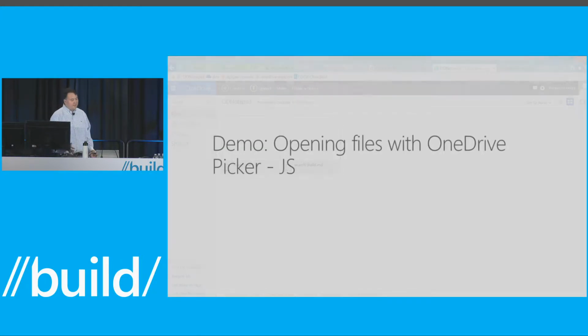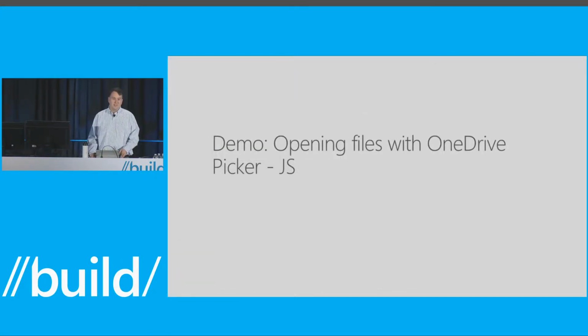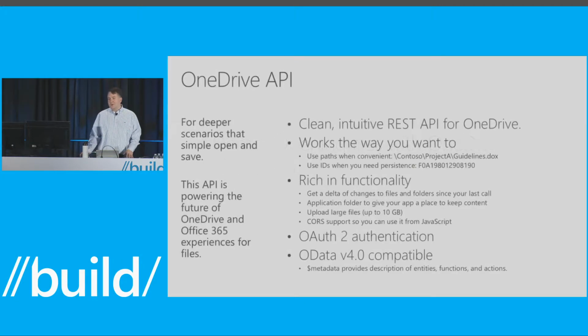So that's the simplest possible thing that you can do to integrate with OneDrive. And that's really a quick scenario. You want to add an attachment to something, you want to add a file, you want to open a file, just dirt simple experiences getting files in and out of OneDrive. Most of the time, though, we think that people are going to want to go above and beyond that.